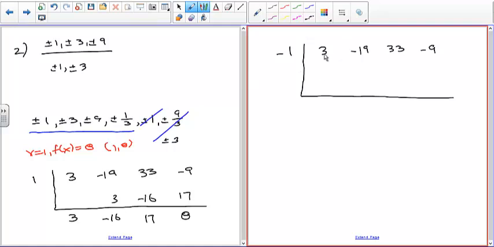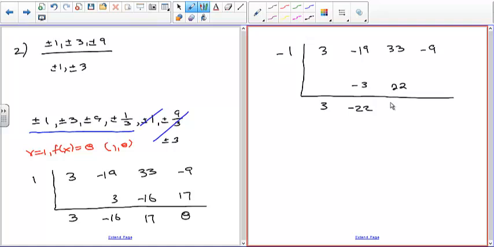Okay, bring the 3 down. 3 times negative 1 is negative 3. Add those together, you get negative 22. Negative 1 times negative 22 is positive 22.